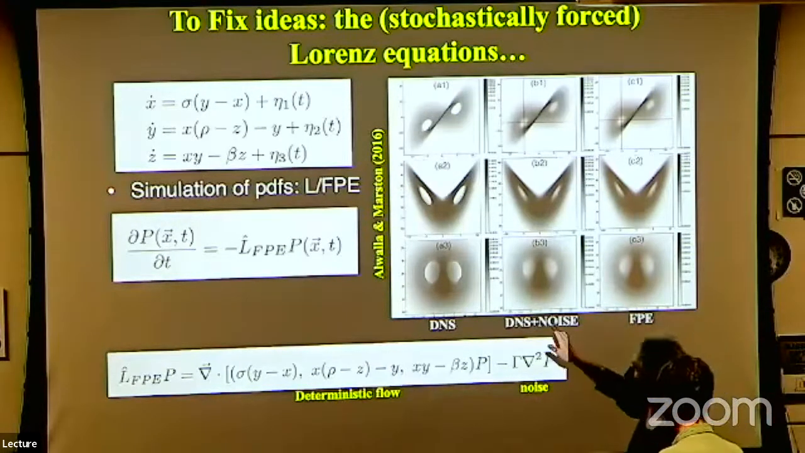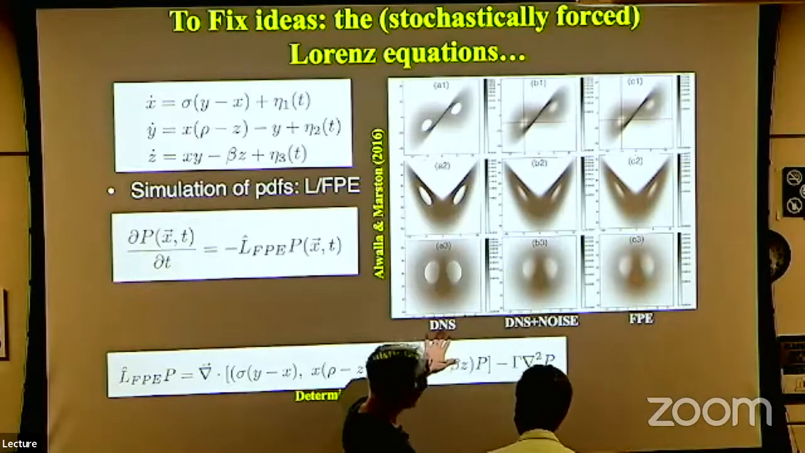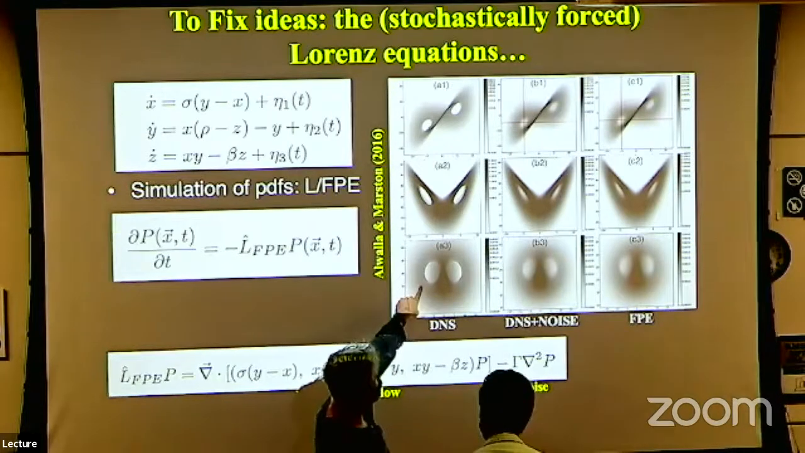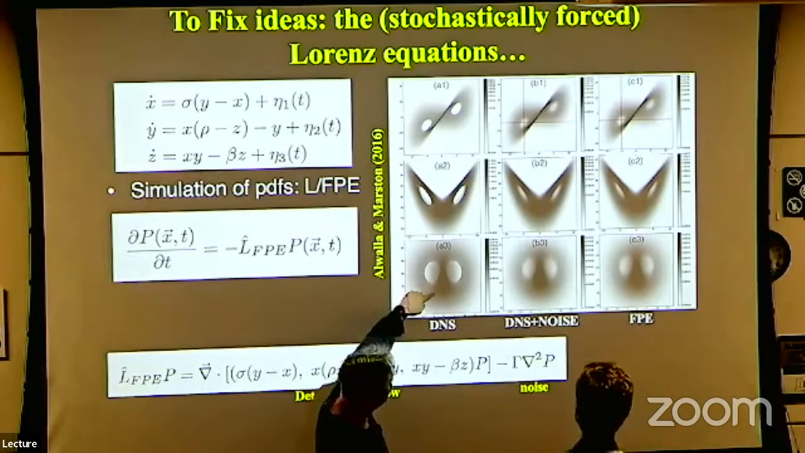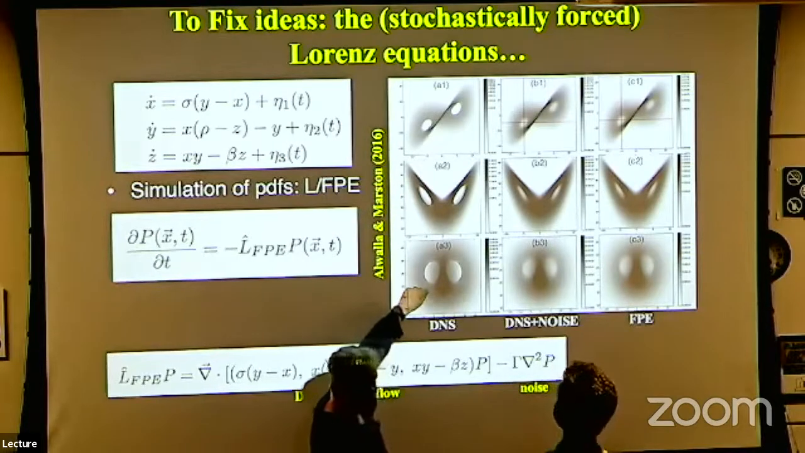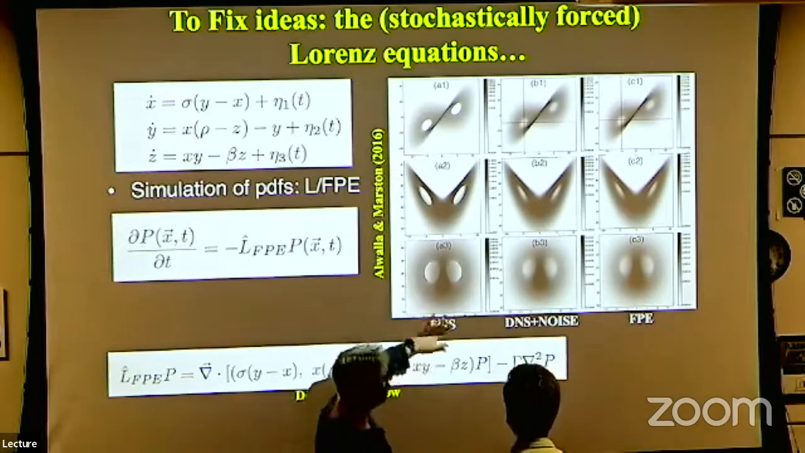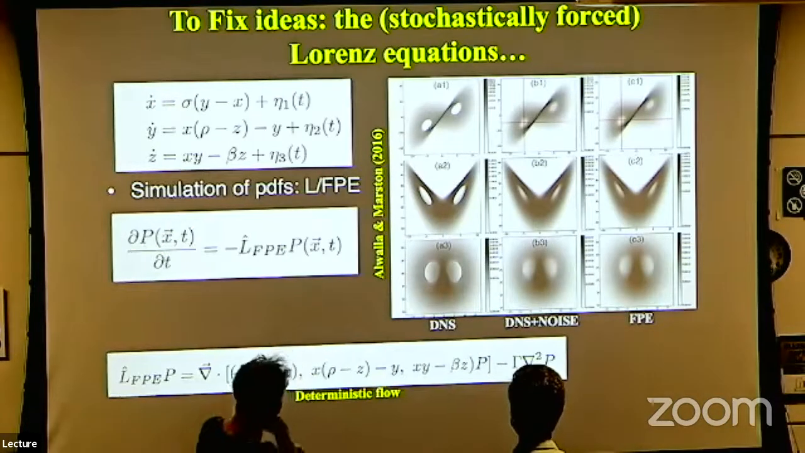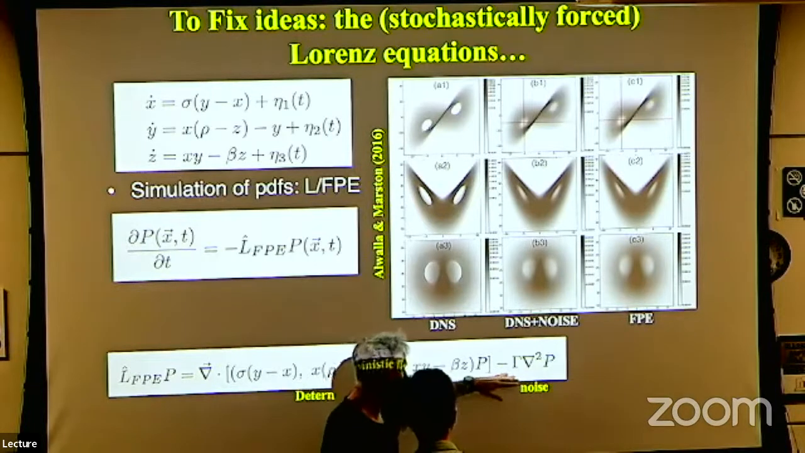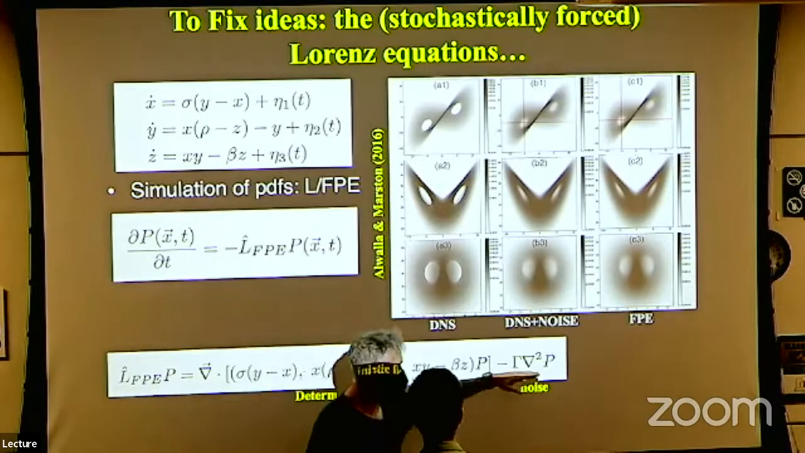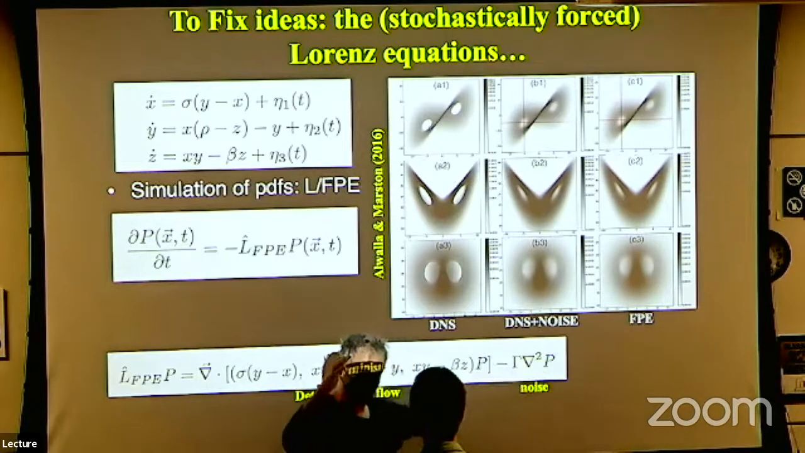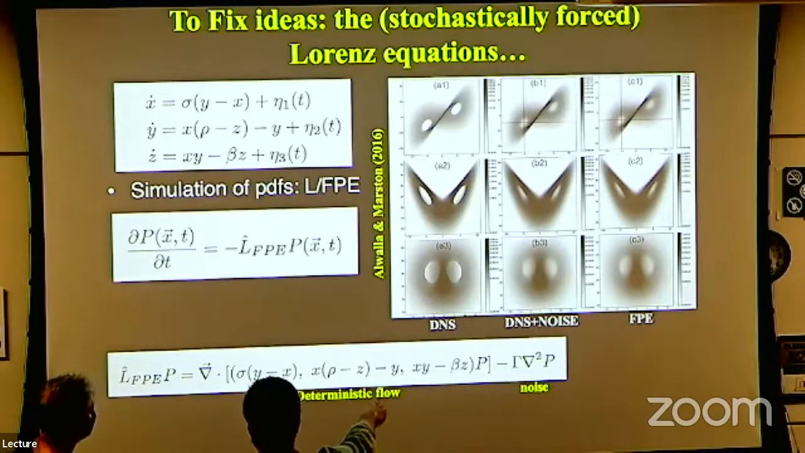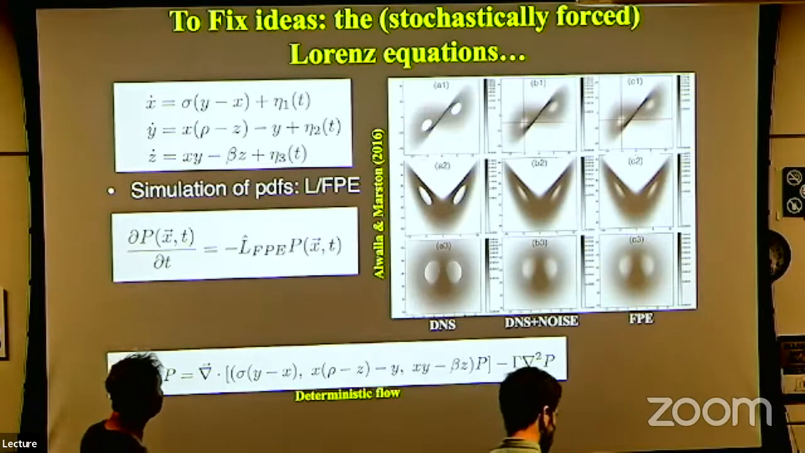The problem is if you do DNS without noise, you get a PDF, but you get these very sharp features because there's no noise to smooth it out. So you add a little bit of noise. Also, when you're solving this PDE, you really want to have this term here so you can implement boundary conditions and things like that. Also, you get noise, but that's why I was surprised.